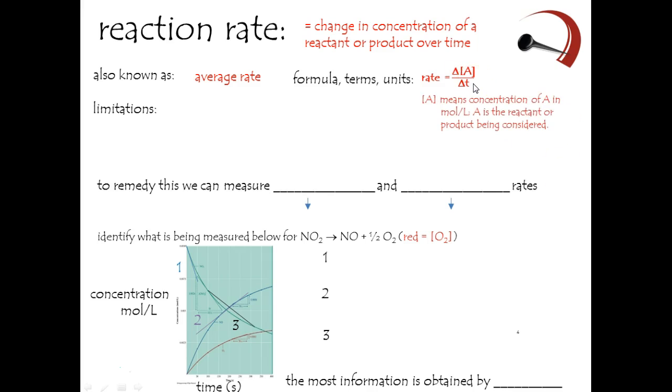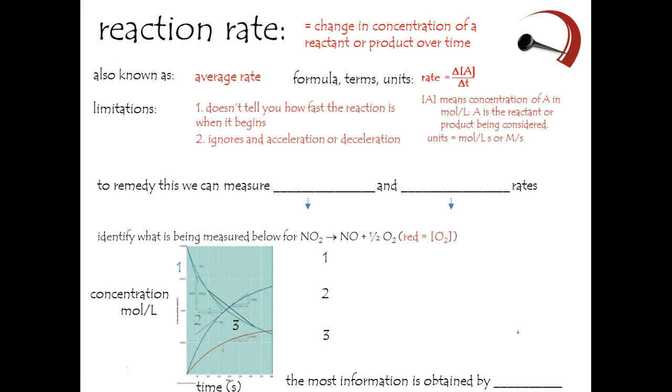So the units will be, since that's square brackets, moles per liter for that, and let's say seconds, for example, for time, so the overall units here would be moles per liter per second. A limitation of a method like this is that it doesn't tell you how fast the reaction is when it's beginning. It ignores things like acceleration and deceleration. That's the problem with taking an average. And it can't indicate the rate at a given point because it's over time.